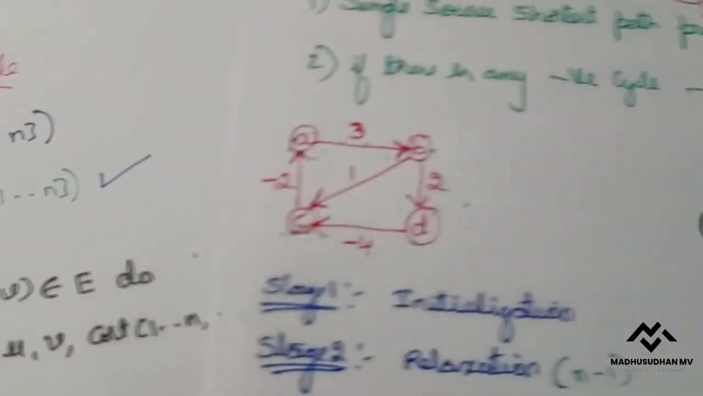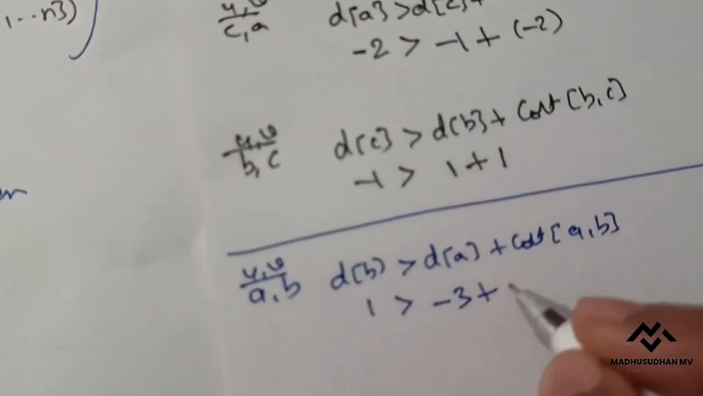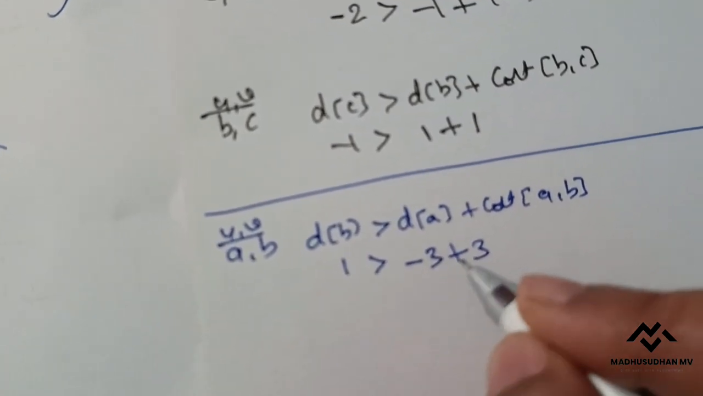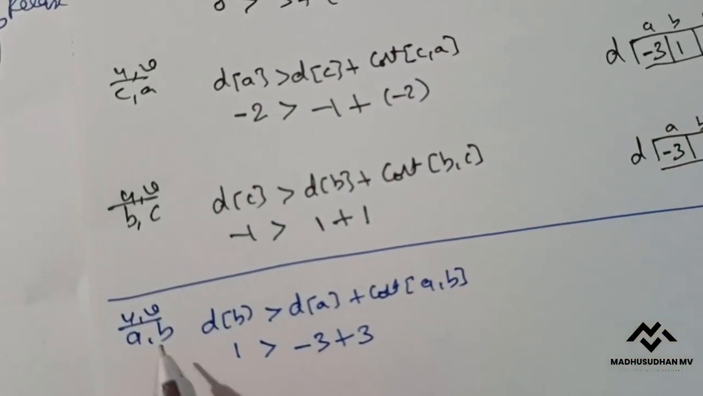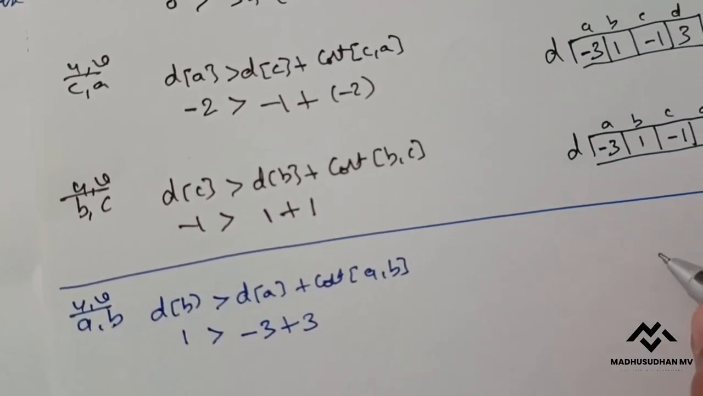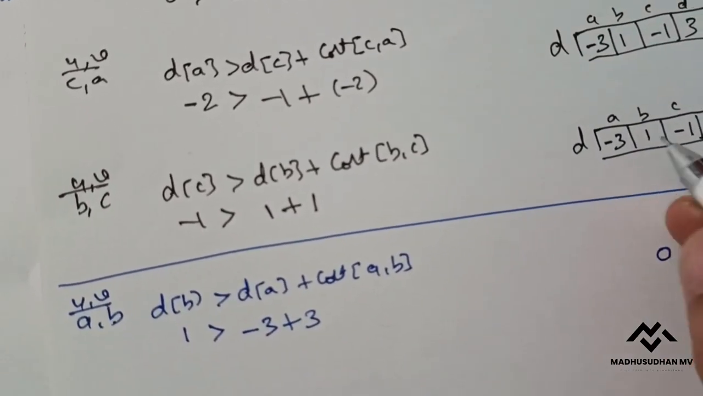Cost of A to B, where is the diagram, the graph? Cost of A to B is 3. So minus 3 plus 3 is 0. Is 1 greater than 0? Yes, 0 is minimum when compared to 1. So again updating what? Distance of B. Distance of B was first 1.